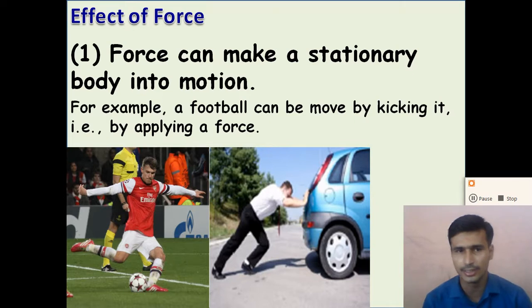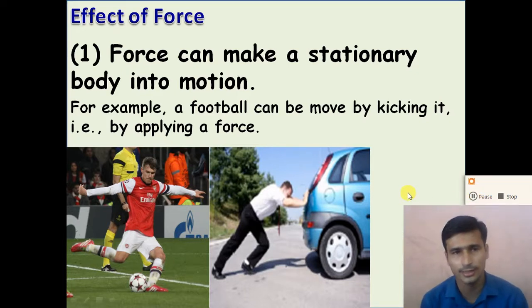So we can say that by applying a force, the object can move in the direction of the force, right? So first effect of the force on the body is that force can make a stationary body into motion. When we apply a force on the stationary body, it will be in motion, right? Suppose the same thing, when we apply a force to the car, it will be in motion. So dear student, understand the first effect of force on the body, right?